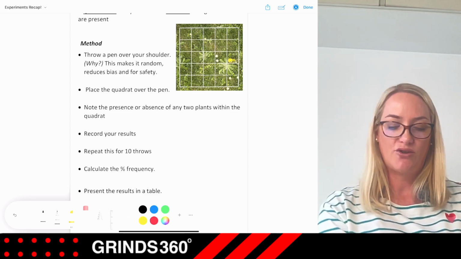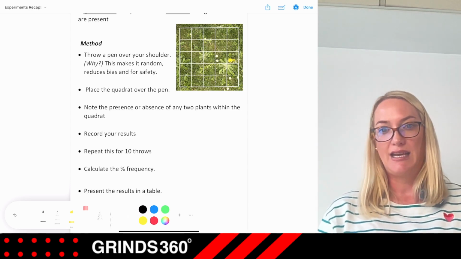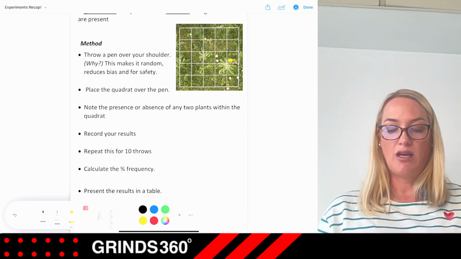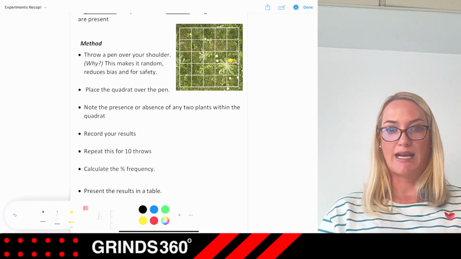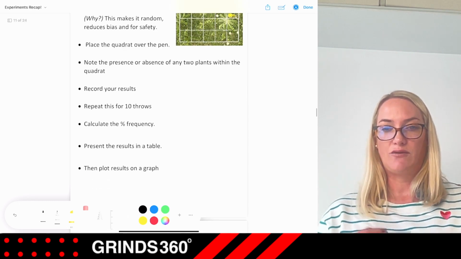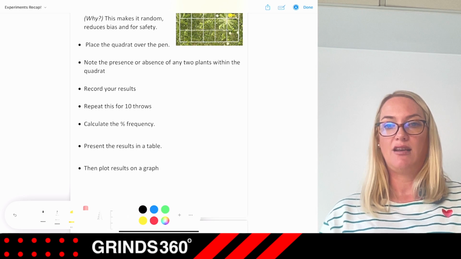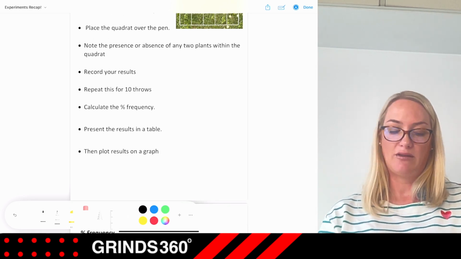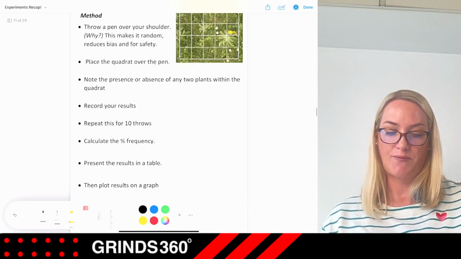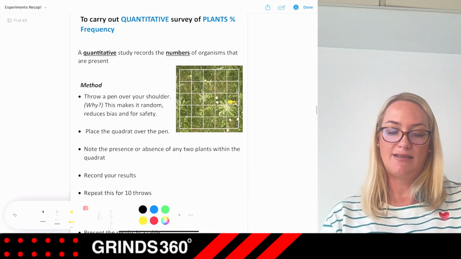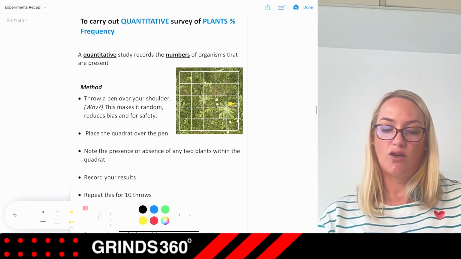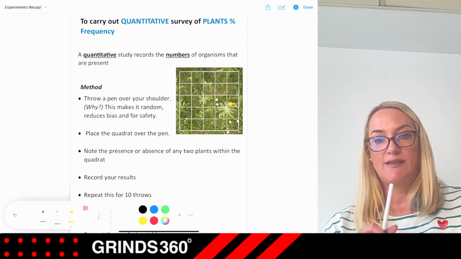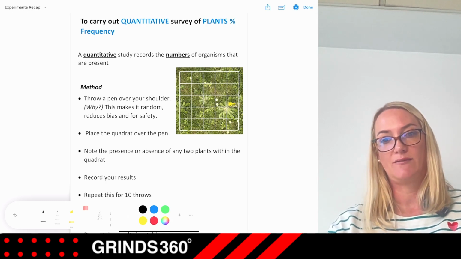Then we're going to place your quadrat down where your pen has landed. And for saying quadrat, there's a mark there for a quadrat. You're going to record whether your named plant is present or absent. You're going to repeat this for 9 more throws, so you've done it 10 times. Then you're going to calculate out your percentage frequency, present your results in a table, and then you're going to plot those. With this question, it might say, carry out a quantitative survey of named plants in your habitat. So there could be a sneaky mark there going for the named plant.